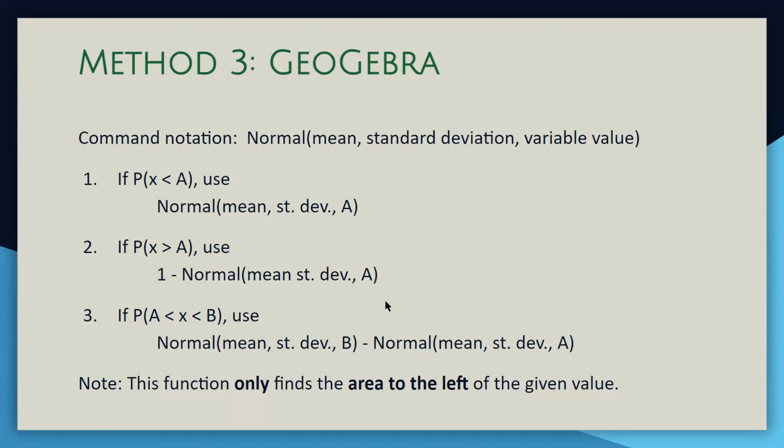So if you're doing P(X is less than a), you'll do normal, whatever the mean is, whatever your standard deviation is, and then that upper bound. If you want X is greater than a, you have to use the complement trick, 1 minus, and then the normal function. If you've got X between 2 values, you have to do those normal function calls separately and then subtract them. Bigger one first, smaller one second. So 2 and 3 here are very similar to the modifications we have to make for using table E.